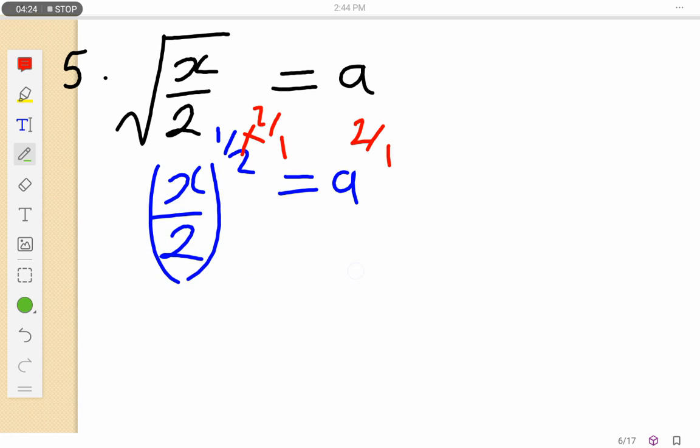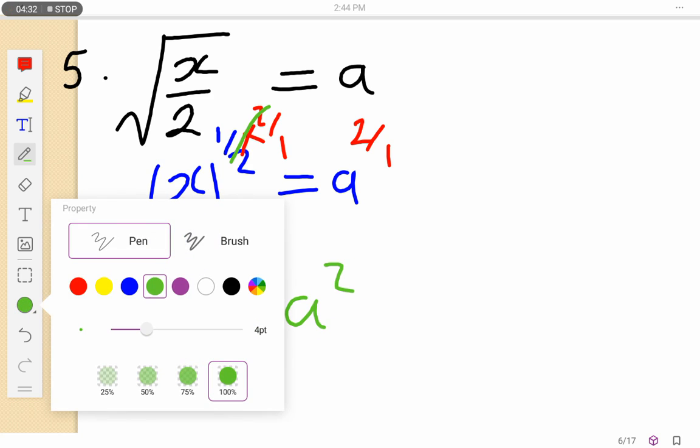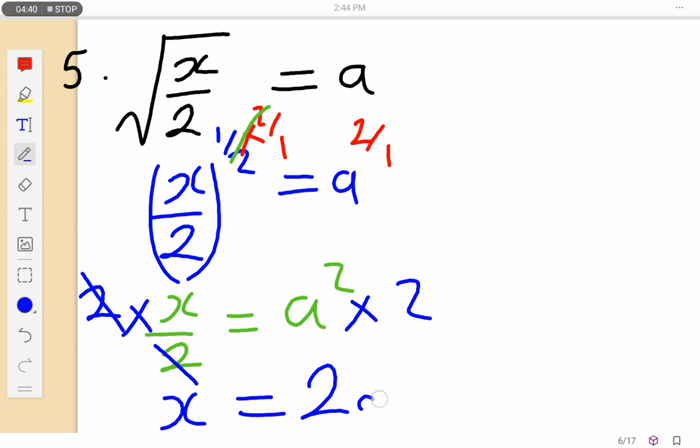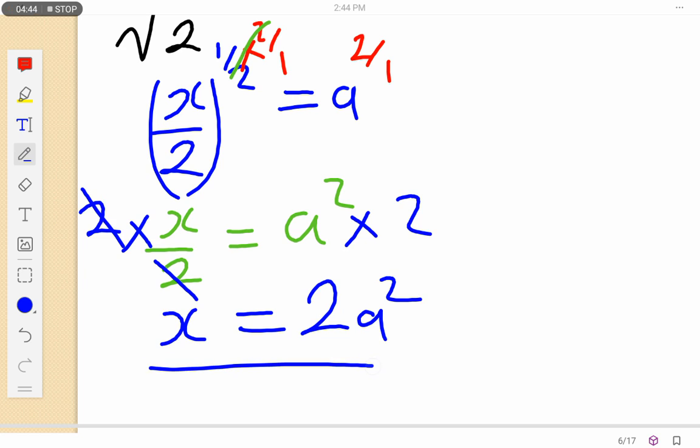On the left side, they are cancelling off each other. So we remain with x over 2 is now equal to a squared. To get my x, I'll multiply everything by 2, by 2 here, by 2 here. 2 and 2 cancel off each other, and x becomes equal to 2a squared. So that's the final answer here.